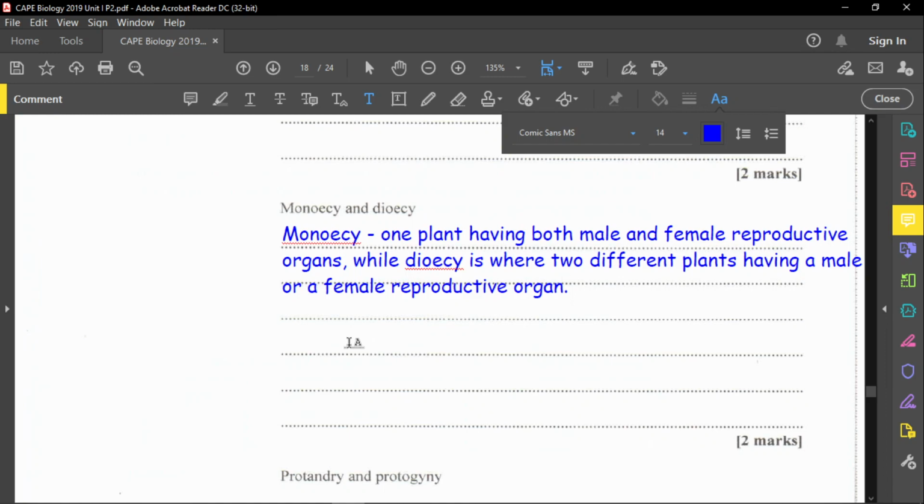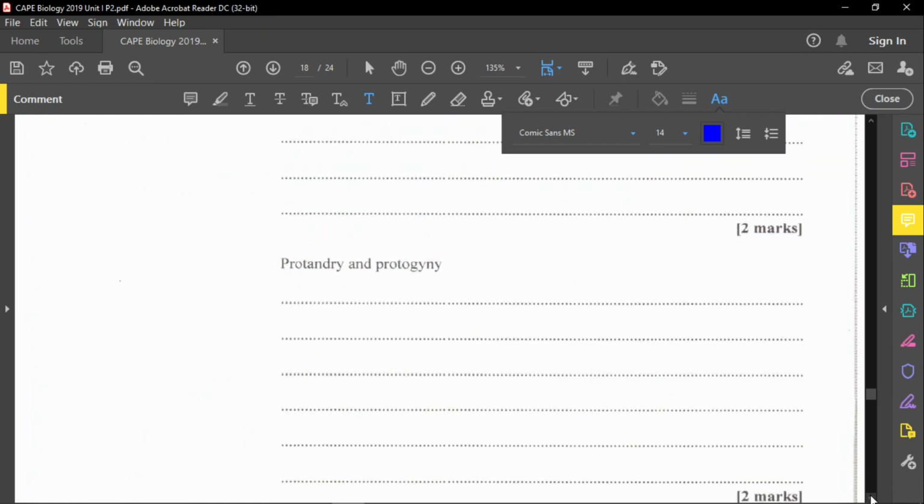So monoecy, same plant with both. Dioecy means two different plants with either or. All right? So just kind of remember the word. I know it's kind of confusing when you hear the word mono, meaning only one organ, but no, don't think about it like that. Think about the plant itself. One plant. Dioecy, not two organs on the same plant, but two separate plants with individual reproductive organs. All right, so I hope I make that clear, because I know sometimes that can be a little bit tricky in your mind. Think about the words.